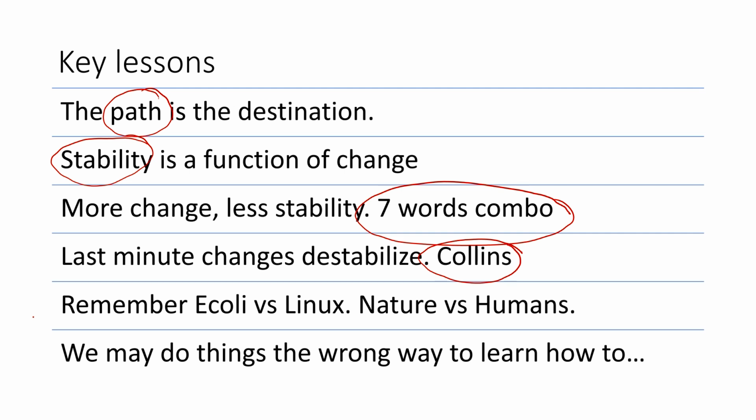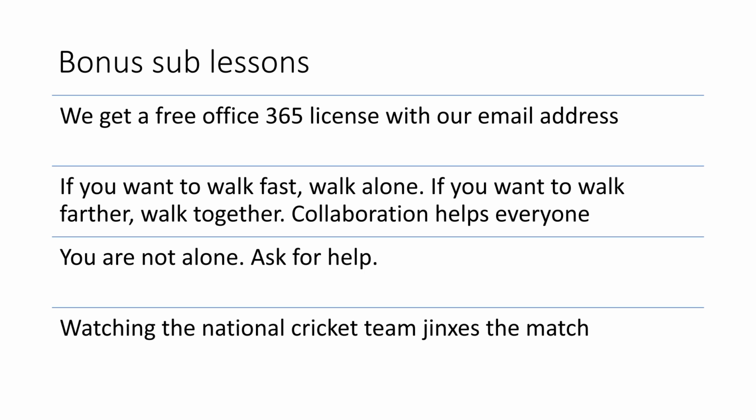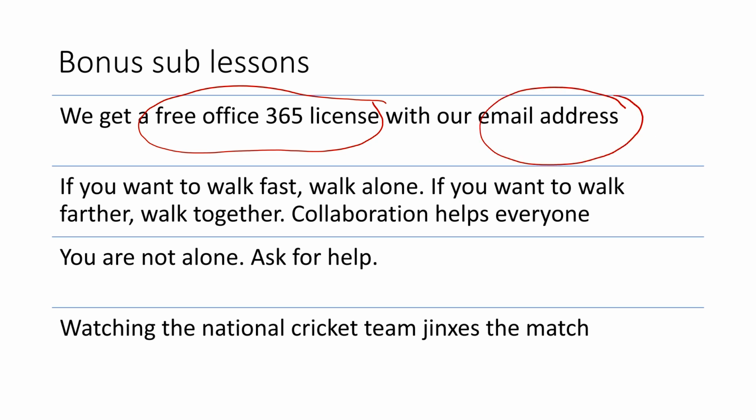So that's one list. There are a couple of other items also that I want to talk about, but I'll talk about them a little later. There are some bonus sub lessons that we all found out. Some of us knew and were aware of them, but we didn't know how to. So you do know, and you now are aware of the fact that you get a free Office 365 license with your email address. All you have to do is go to the Microsoft download page, download Office 365, and then simply log in and sign in with your email address, and presto, you have access to the full Office 365 license as a student at IBA Karachi.